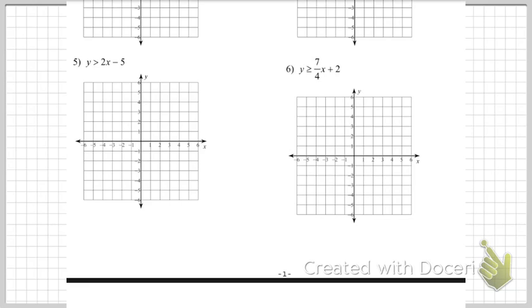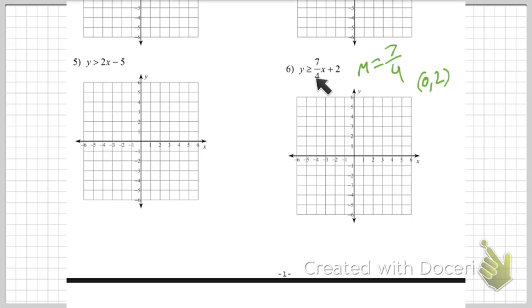Alright, here I'm going to go over number 6. Let's talk about the slope. Slope is the coefficient in front of x. Here my rate of change, my slope is 7/4. Rise of 7, run of 4. So let's write that out. M equals 7/4. My y-intercept is always located here, the constant added on the end, and we're always going to write it as a coordinate, (0, 2).